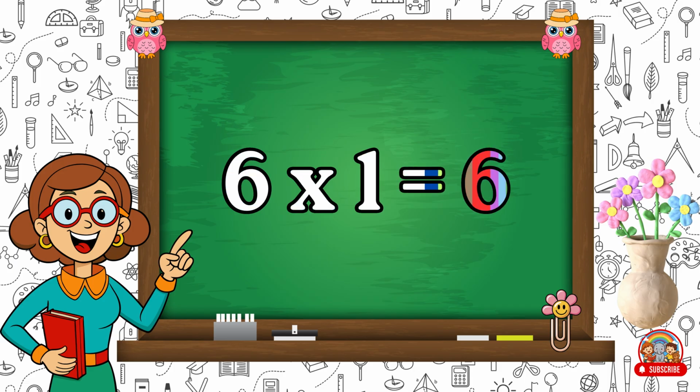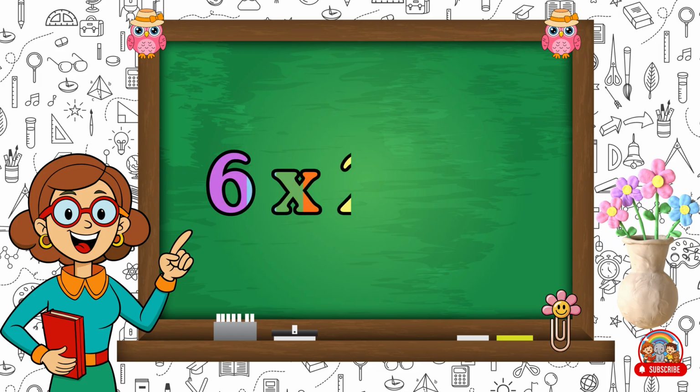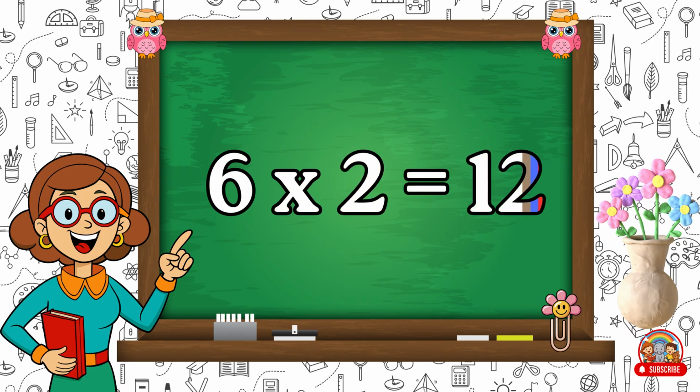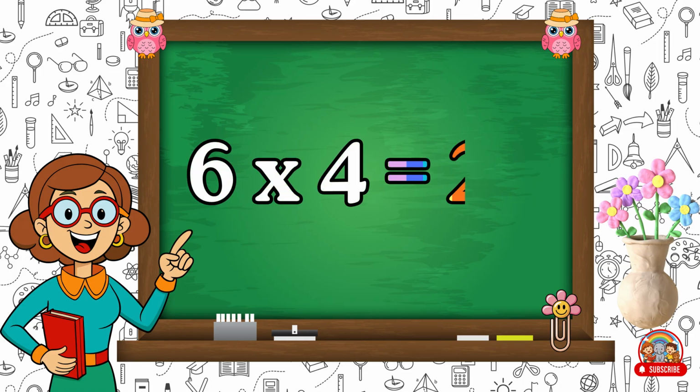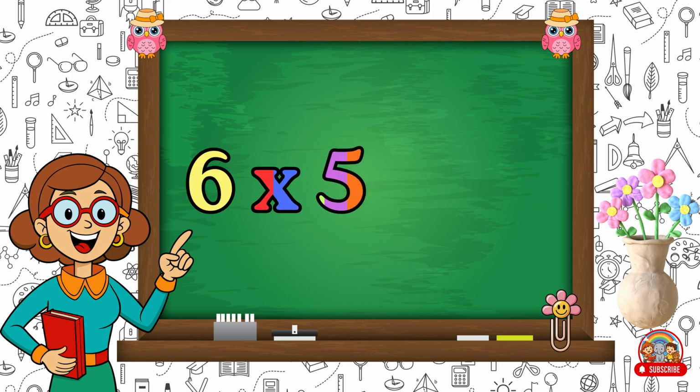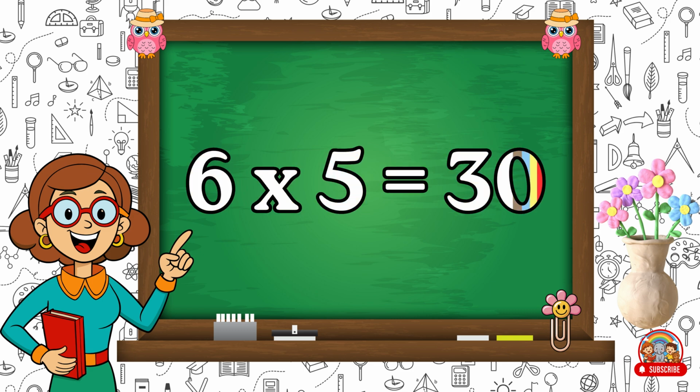6 ones are 6. 6 twos are 12. 6 threes are 18. 6 fours are 24. You are doing great. 6 fives are 30.